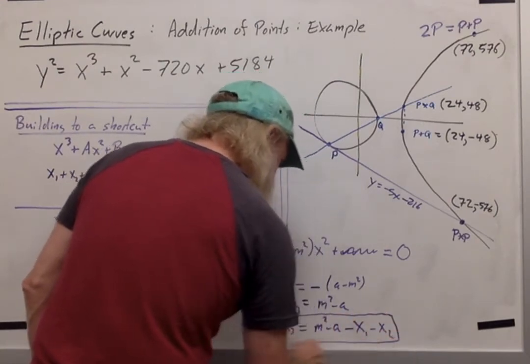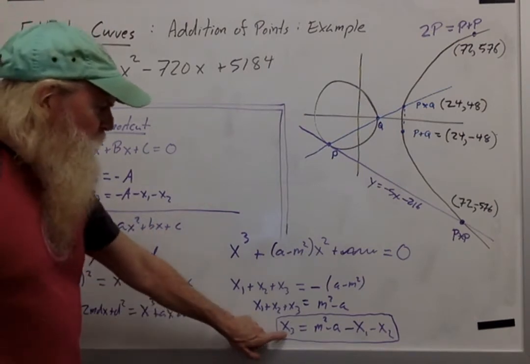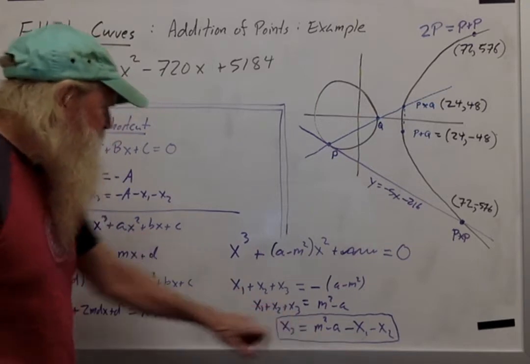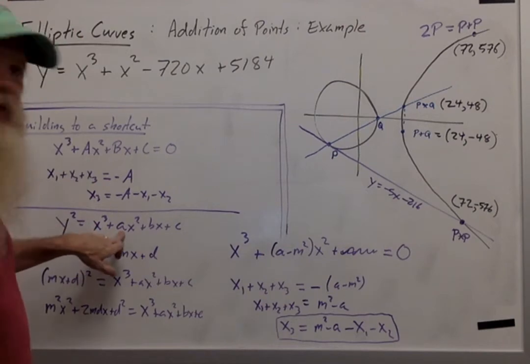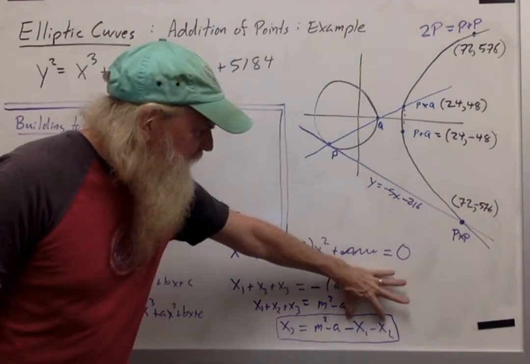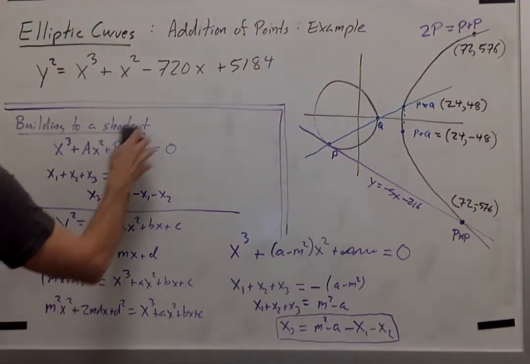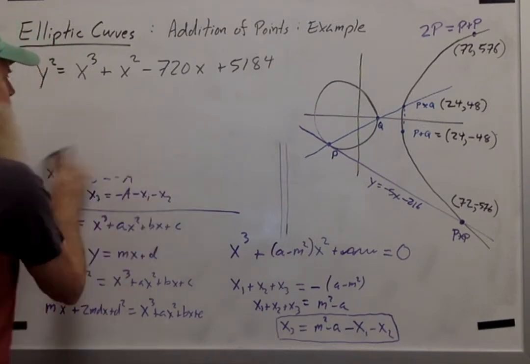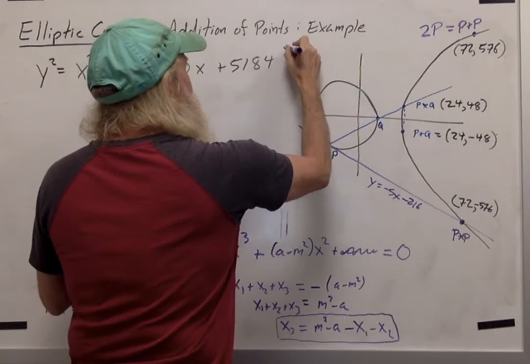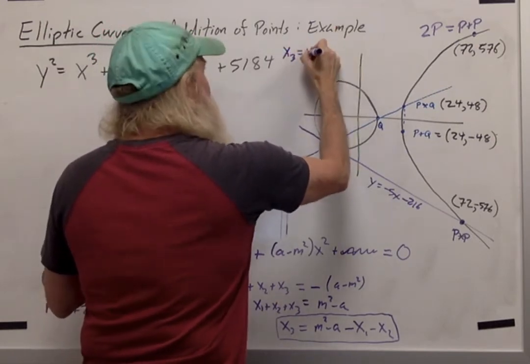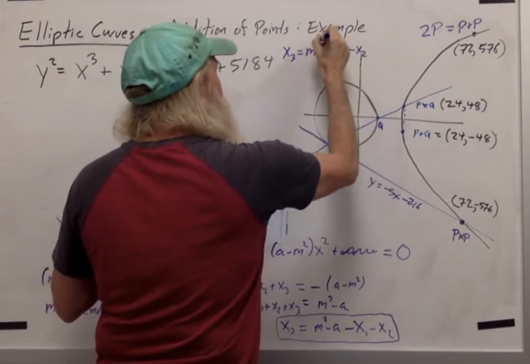So now, notice that if we skip some of this algebra in the middle, the only thing that we need in order to find x3 is the slope of the tangent line, so I will have to calculate that. I need the coefficient of x squared, which I can read from the equation, and I need the x coordinates at the initial 2 points. So let me write that down. Maybe up here. x3 is m squared minus a minus x1 minus x2.